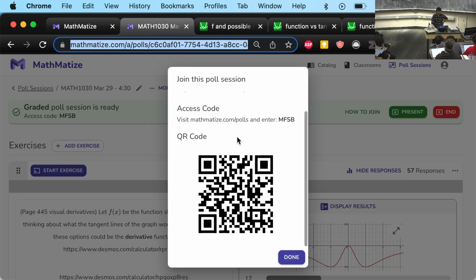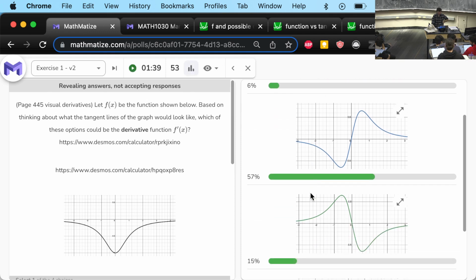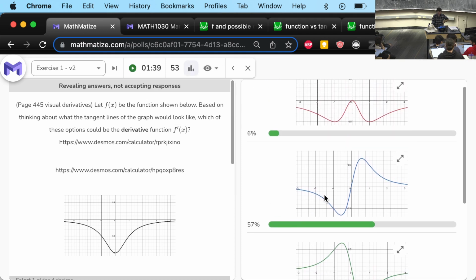So congratulations to the 30 or so people who got it right. Great job. Okay, I think I forgot to put in which ones are wrong and right. So it says they're all right, but believe me, only the blue one is right, the other ones are wrong.